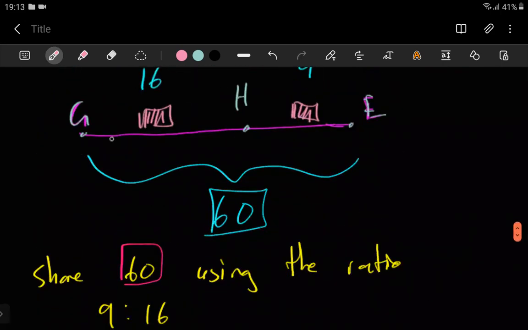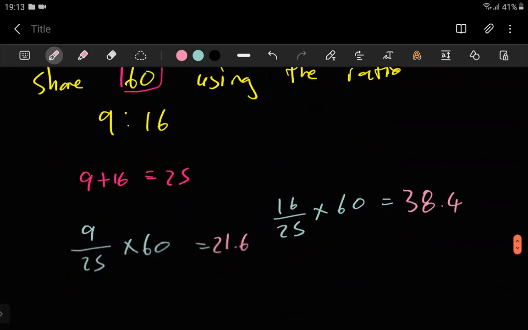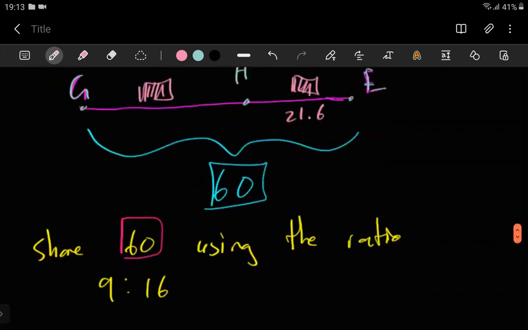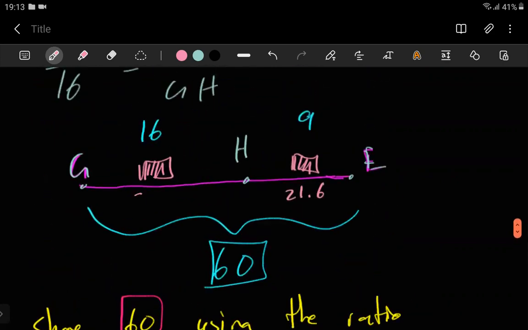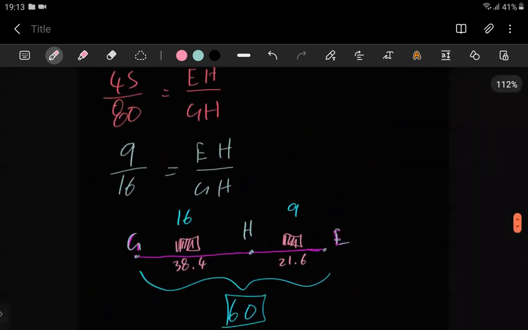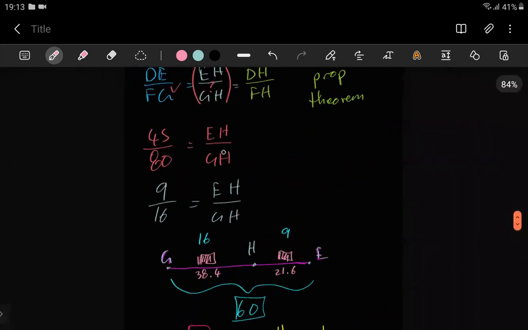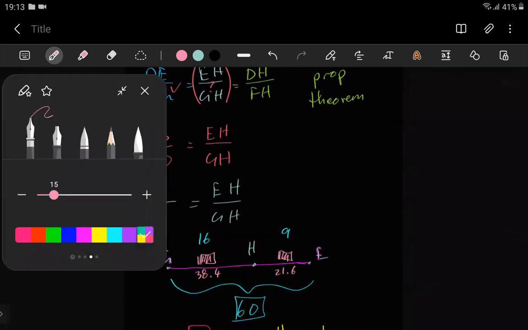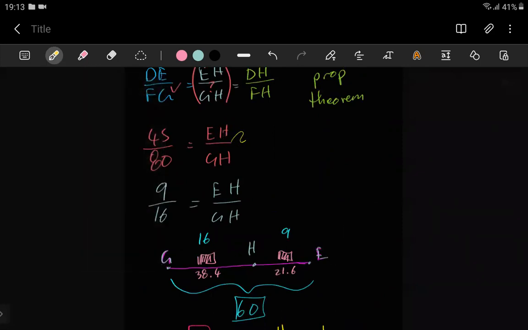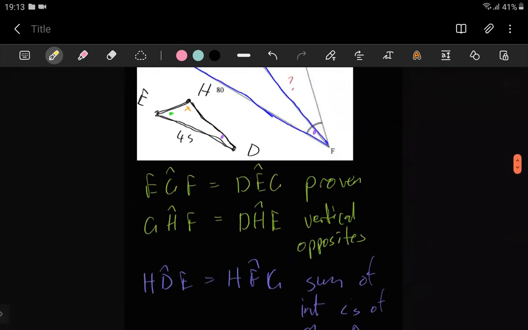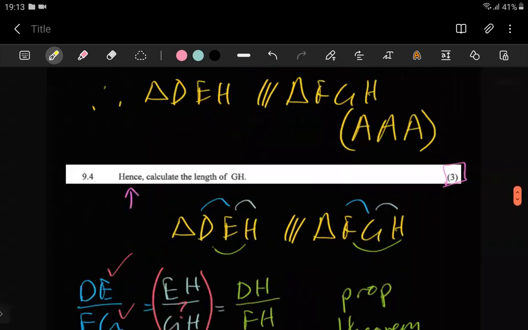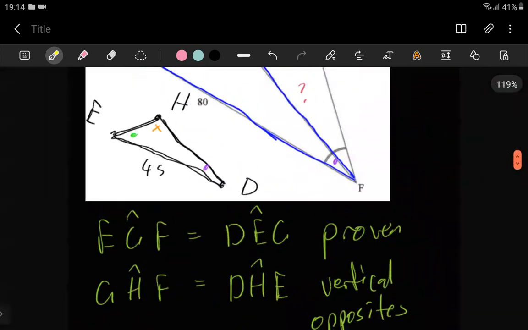So this entire length, that's 60. This portion here is just 21.6, and this other part here is just 38.4. With all that information, it's making our life easier, because our job was to get GH, but we were missing this EH. So when we were missing EH, we had to go and hunt for it. Any question that starts with "hence" means we have to follow up. We have to look at the previous questions.